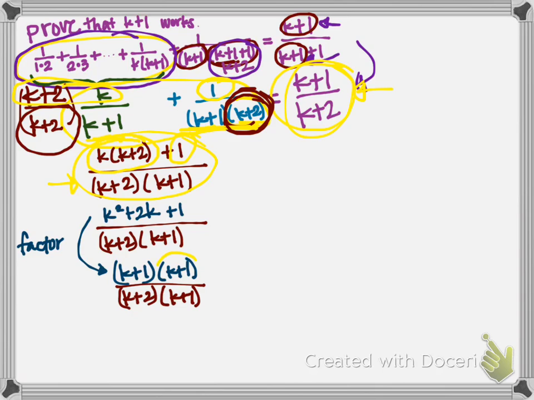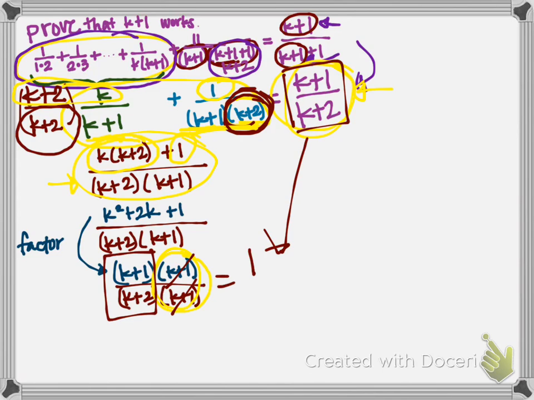Now, if you notice right here, those two are exactly the same. So those are going to cancel. Now, I can't do anything else here, but I do notice that those two are exactly the same. And so now I have that k plus 1 over k plus 2 is the same as k plus 1 over k plus 2. That's it.